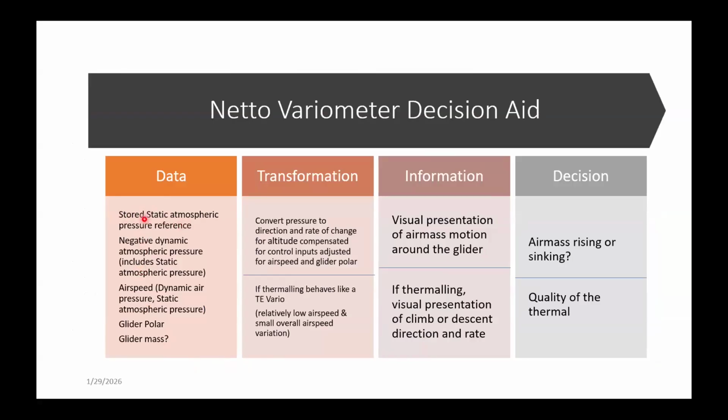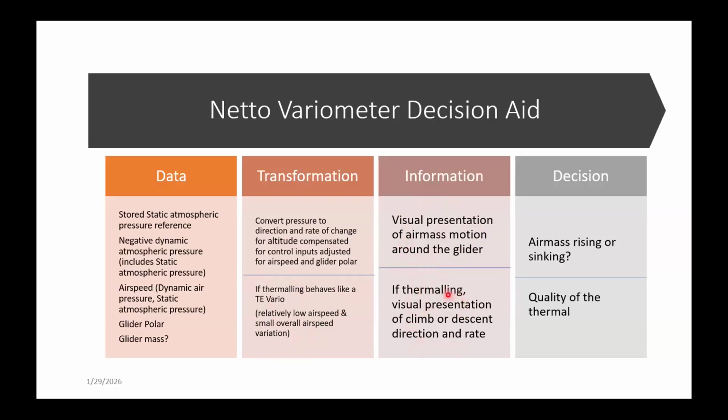So we've got the static atmospheric pressure, the negative dynamic pressure. We've got airspeed. We've got the glider polar, and we may even have the glider mass. We're going to convert for direction and rate of change. And if we've got a TE variable, then we're going to get rid of the airspeed components. And so we get a visual representation of the air mass motion around the glider.